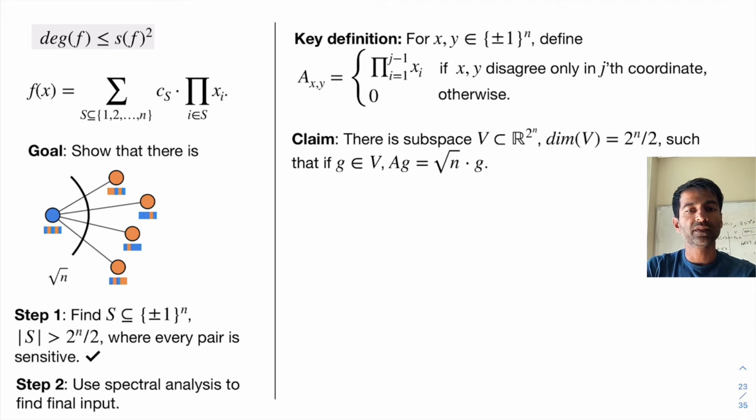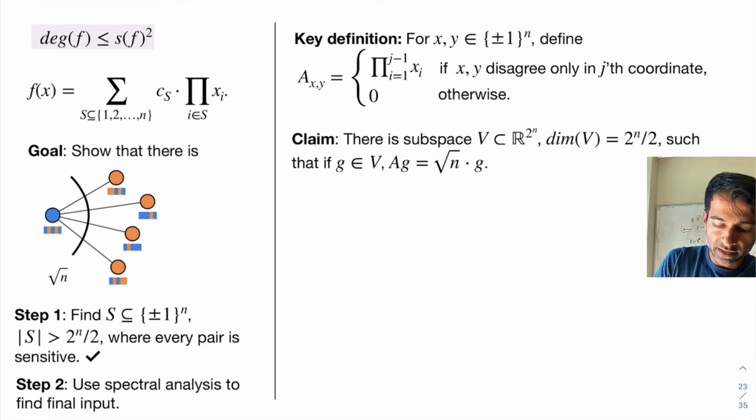Now let me use this claim together with the result of step 1 to complete the proof, to show how to achieve the goal. And then we'll return to proving this claim. So here's how we'll continue.